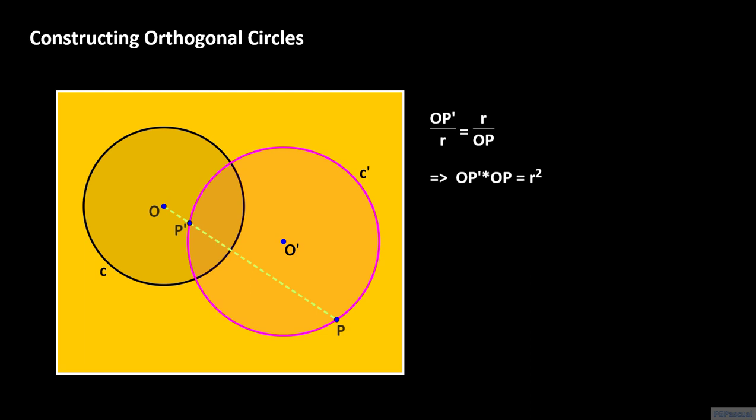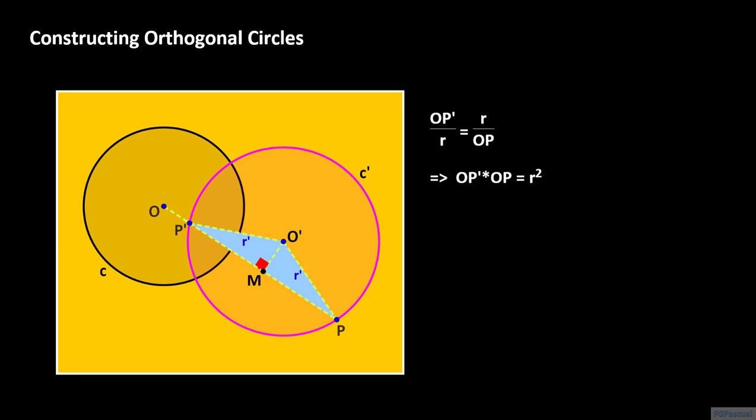We will need a few more segments on the diagram to prove this claim. We will use segment P prime O prime and segment P O prime. We will also need the midpoint M of segment P P prime. Triangle P O prime P prime is isosceles because two of its sides happen to be the radius of C prime. Let R prime be the radius of C prime. Then segment O prime M is a perpendicular bisector of segment P P prime.